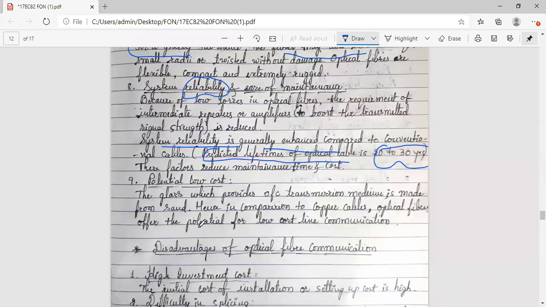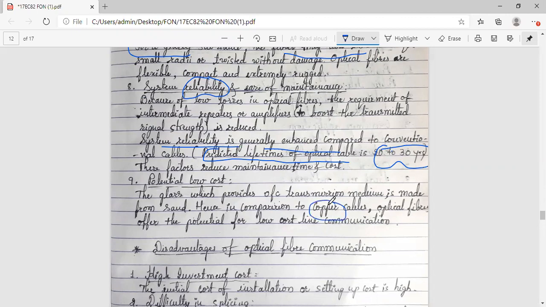And the next one is the potential low cost. Again, it is the same thing: optical fibers are made of glass, or even plastics, which is very abundantly available in nature. Glass is not directly available, sand is available in nature, right? Because glass is made of sand.